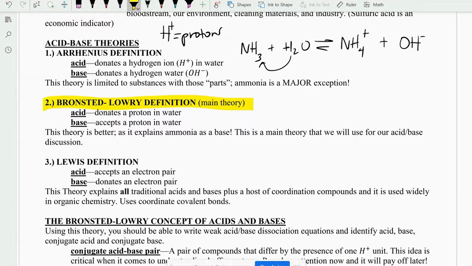Now, what is the Bronsted-Lowry definition of an acid and base? This designates an acid as something that is going to donate a proton in water, whereas a base is going to accept a proton in water.